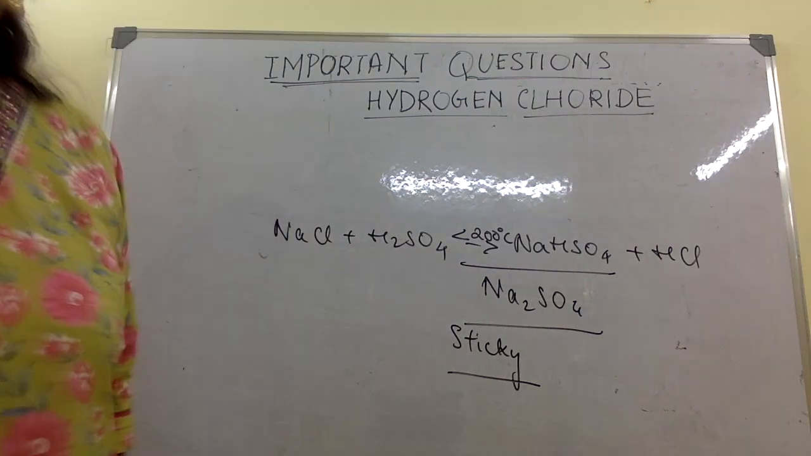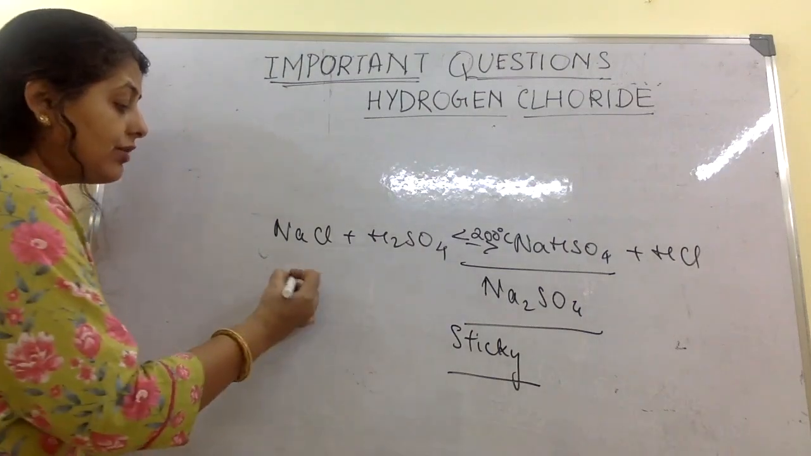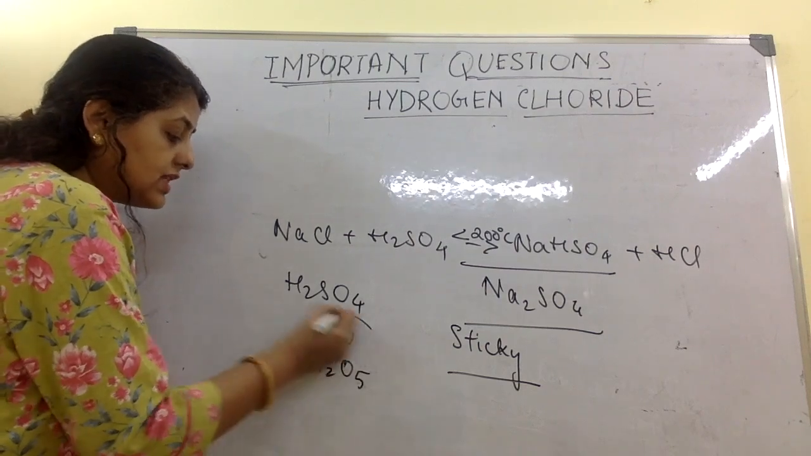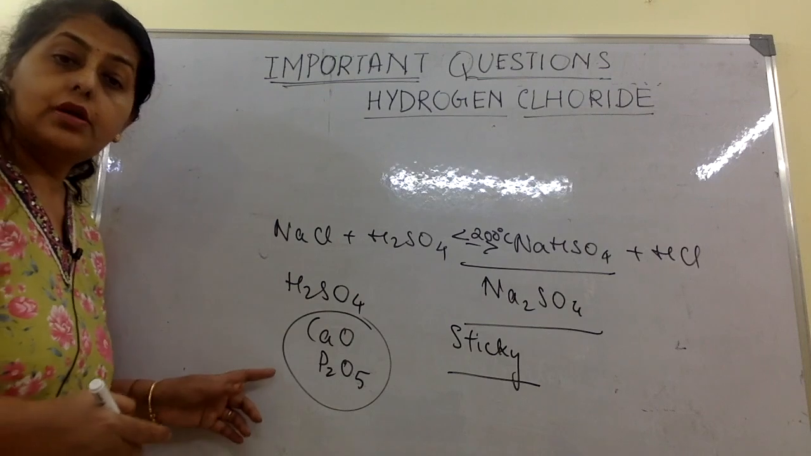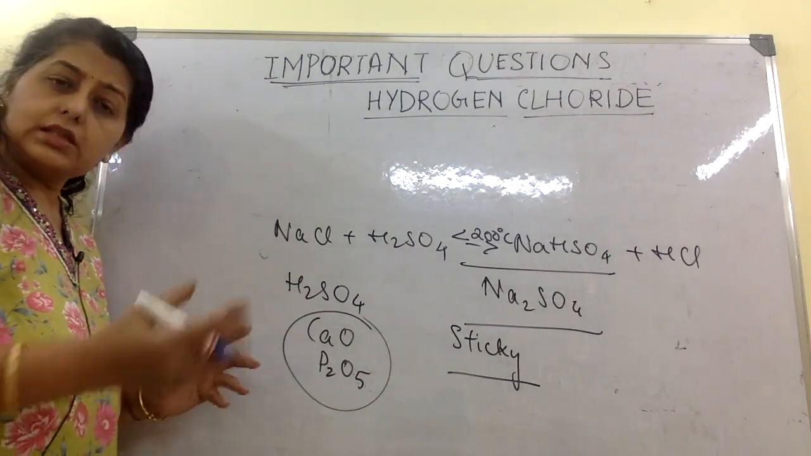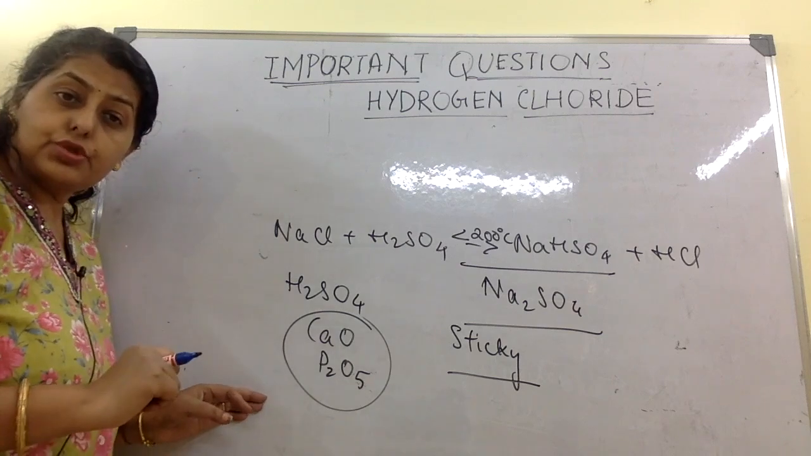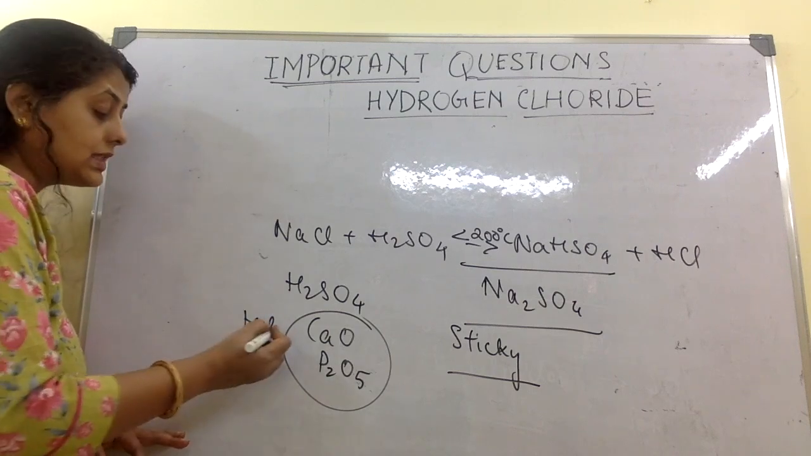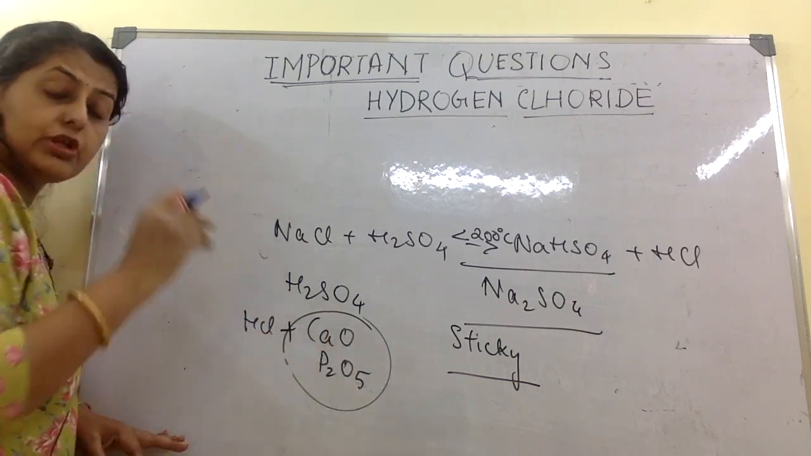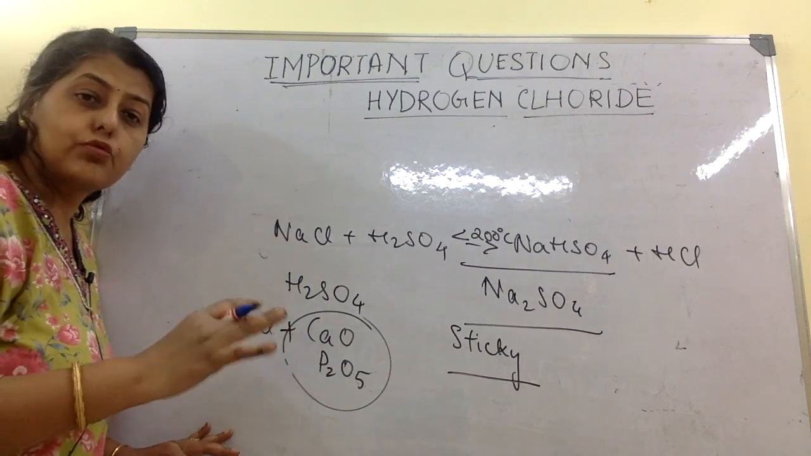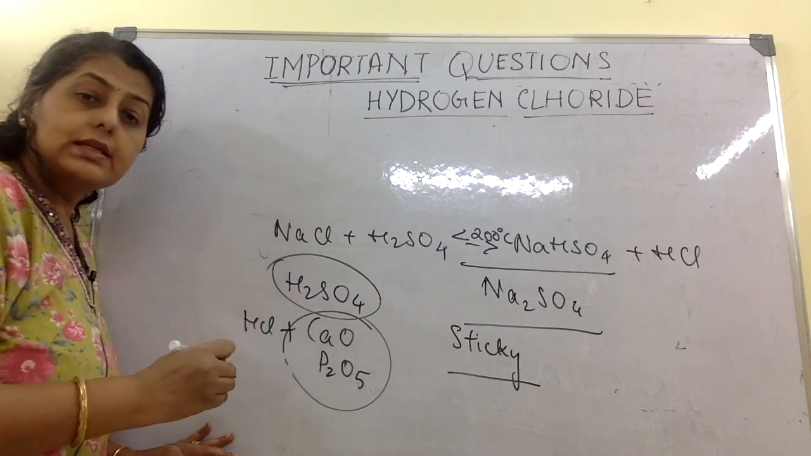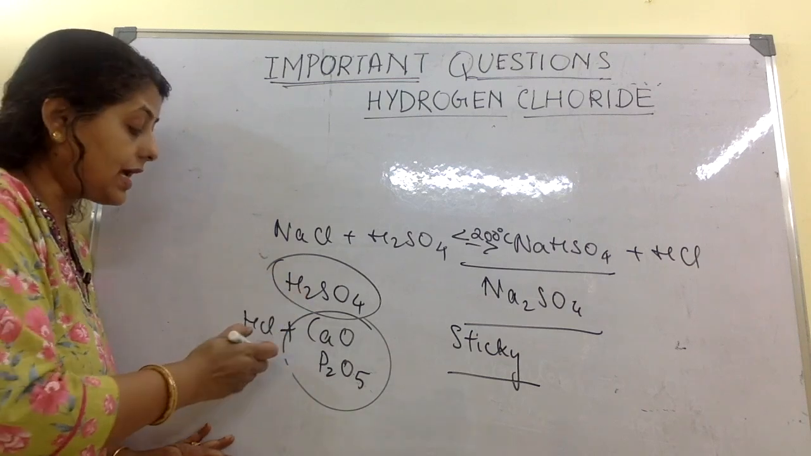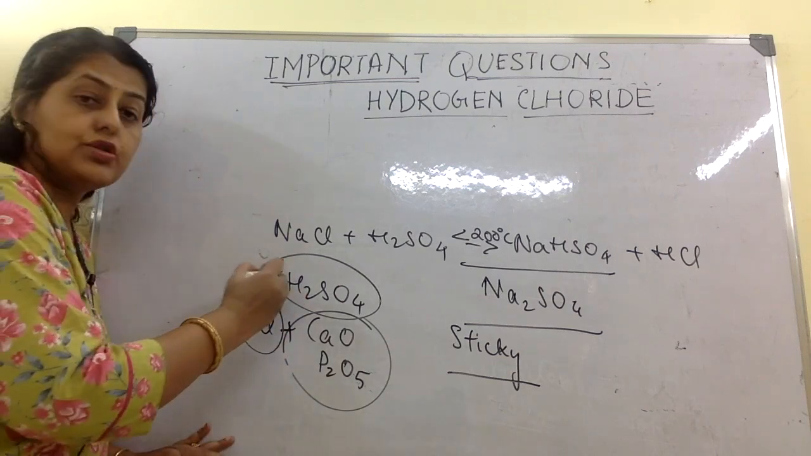That always comes. Another question keeps coming: why do we use H2SO4 to dry, and not CaO or P2O5? Because these two are also drying agents, phosphorus pentoxide and calcium oxide. Then why is H2SO4 used? Because we are trying to dry HCl, and these would react with it. We don't want our product to react with something else and get lost. H2SO4 takes away only the water vapor that comes along with it and does not react with the acid. That is why H2SO4 is used.